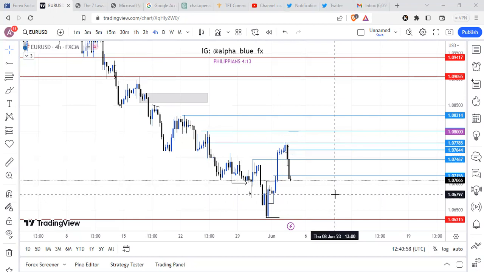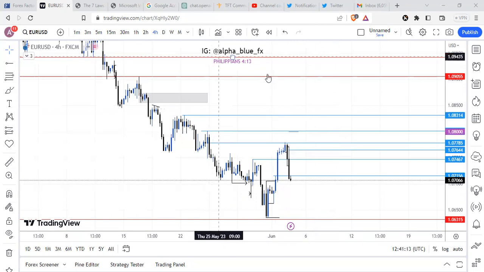The way to go about it is to start from the higher time frame. Obviously, start from the higher time frame. Start from the weekly to the daily to the 4 hour. It's easier for you to get to know or track the daily bias from the higher time frame.